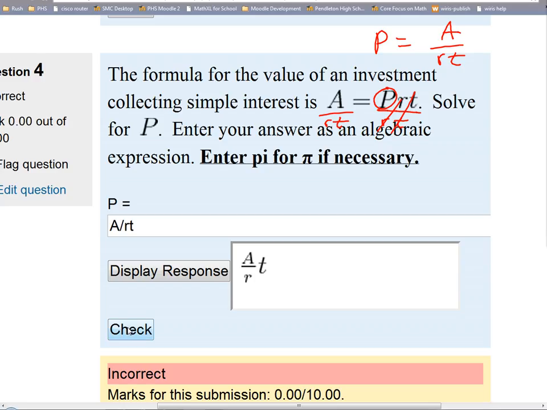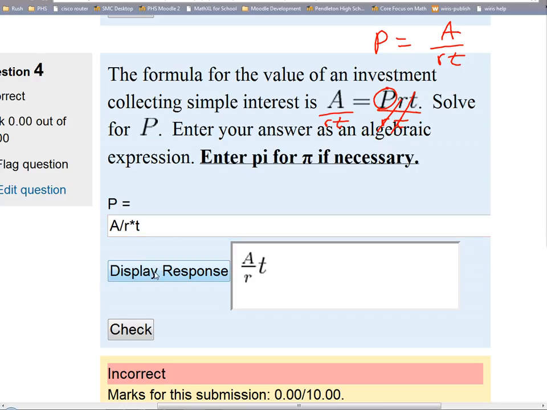Okay, but I could have done this problem without ever hitting check. I could have seen what the computer was interpreting there by pushing the display response button. Let's start over. So if I had put in a divided by rt, or if I want to put a times sign in there to help me see what I'm doing, that's fine. I can put a times sign in there. Either way, watch what happens.